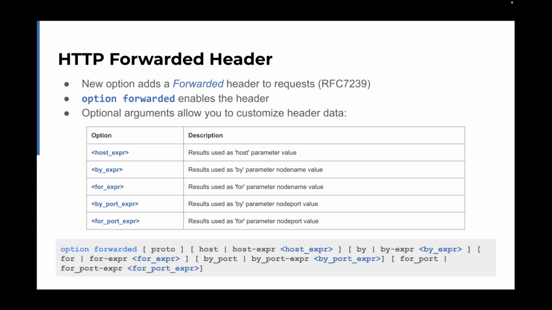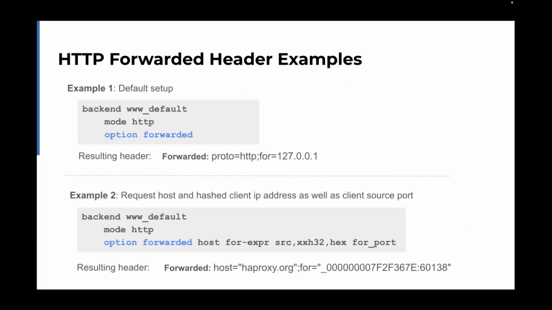You can do either the generic value that comes across, such as host, or you can do it with an expression, with host-expr. And here we've got host, by, and for, and by-port and for-port options. Some examples of this: in the default setup, you can just set up option forwarded. And as you can see, the resulting header here just has proto and the for items in the header.